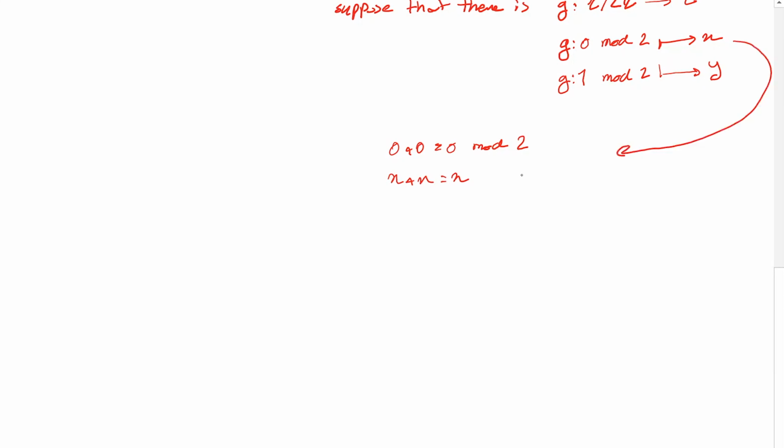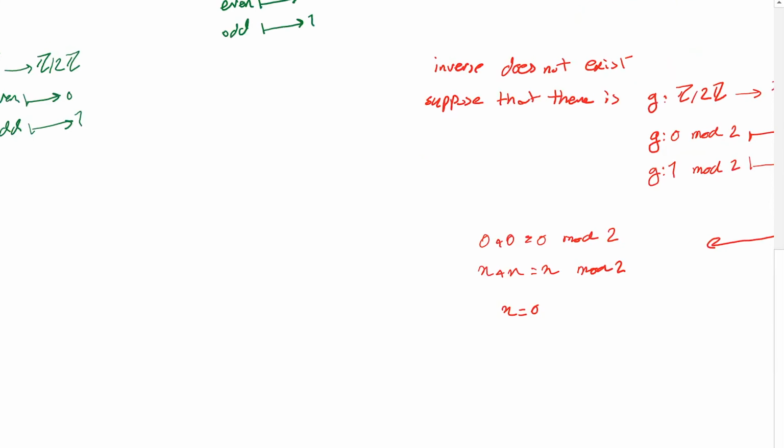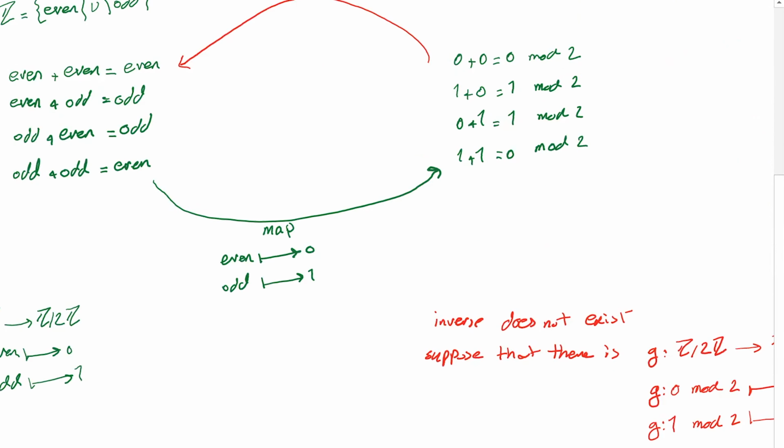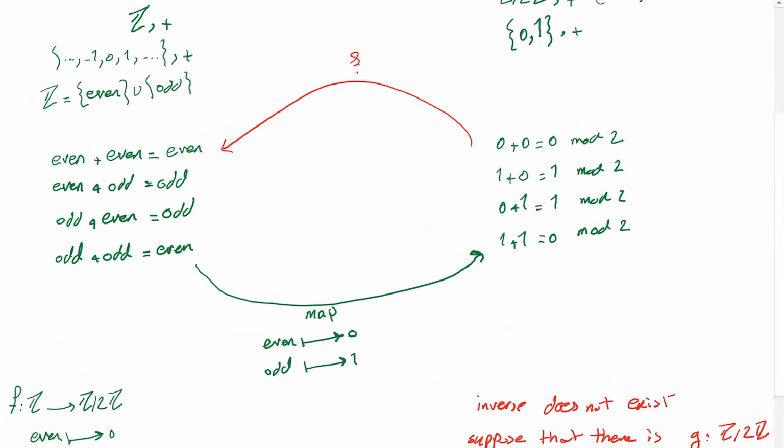From this property, mod 2. So the only value that can satisfy this equation is that X has to be 0, right? So that's how we formally show that it is not possible. But I think we don't even have to go through this proof.